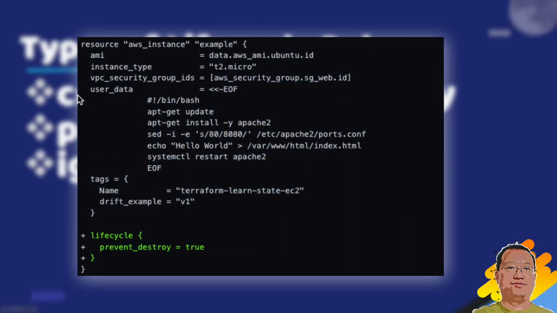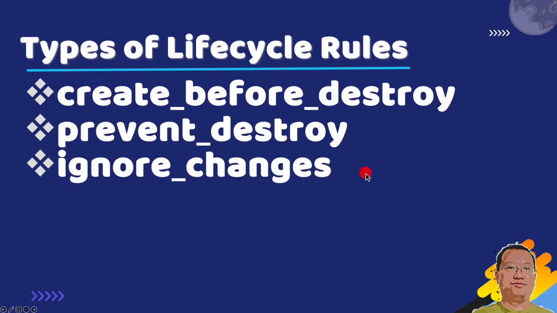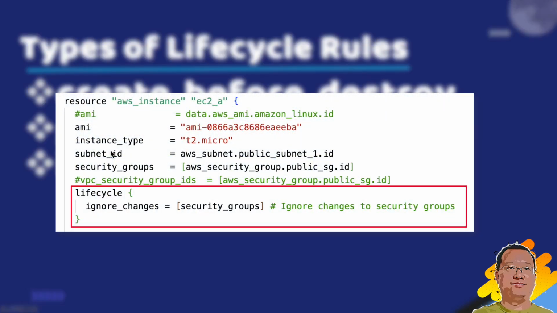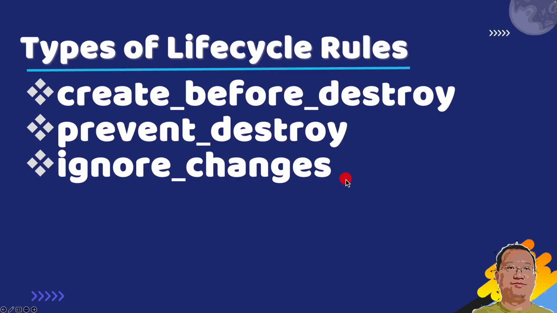Prevent destroy. This rule stops a resource from being destroyed. It's like a safety net for critical resources, such as a production database or S3 storage. Ignore changes. This rule tells Terraform to ignore changes to specific attributes of a resource. For example, if you do not want Terraform to recreate an EC2 instance when its security groups change, you can use that rule. Next, we'll explore a real-world example of how the ignore changes rule can be applied.